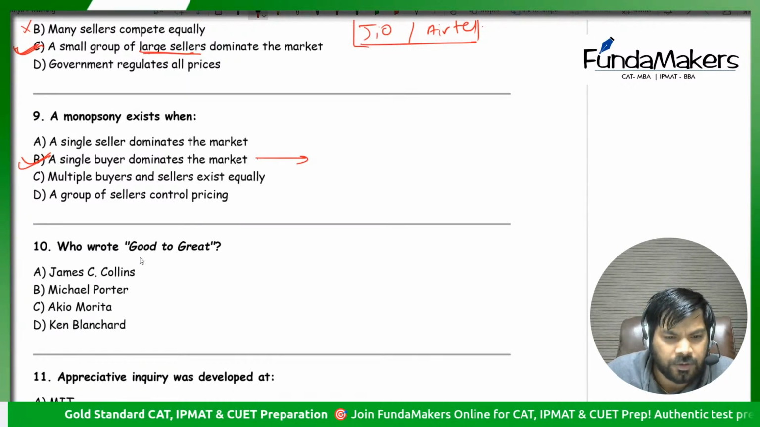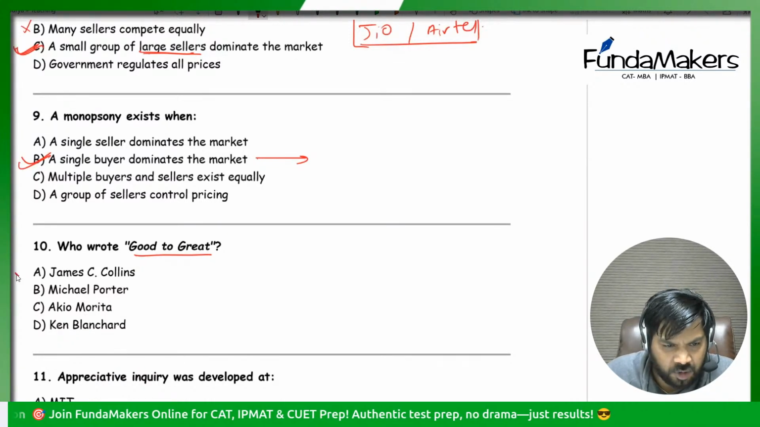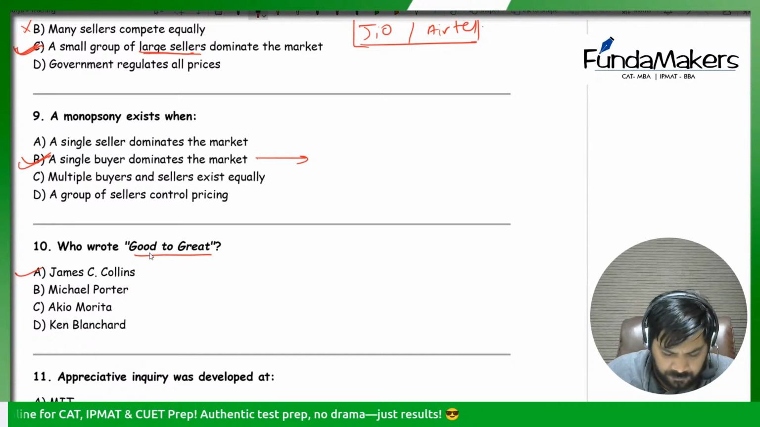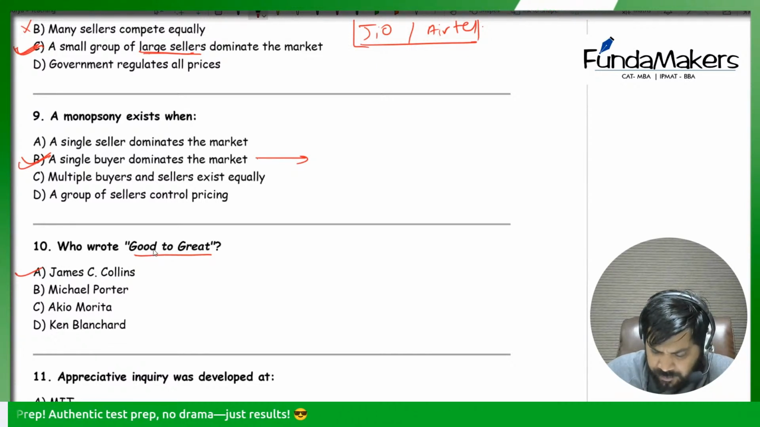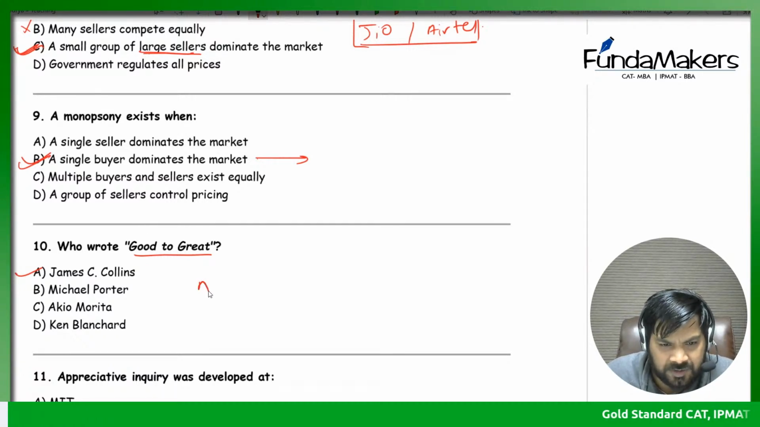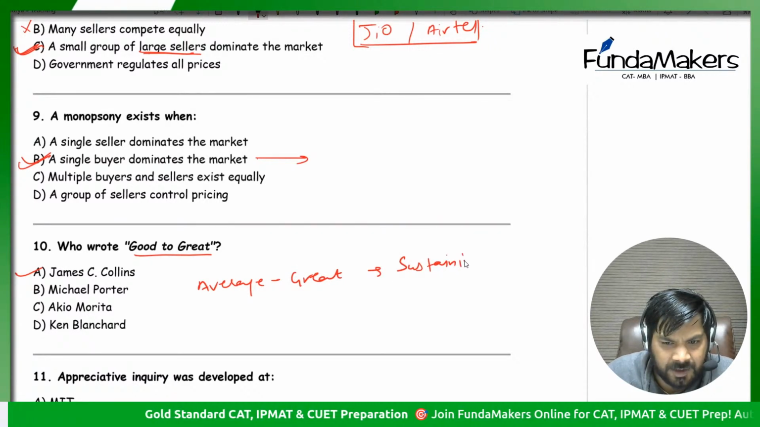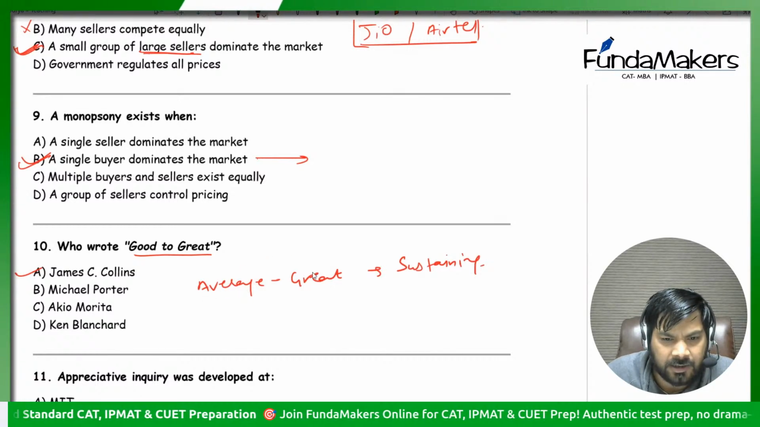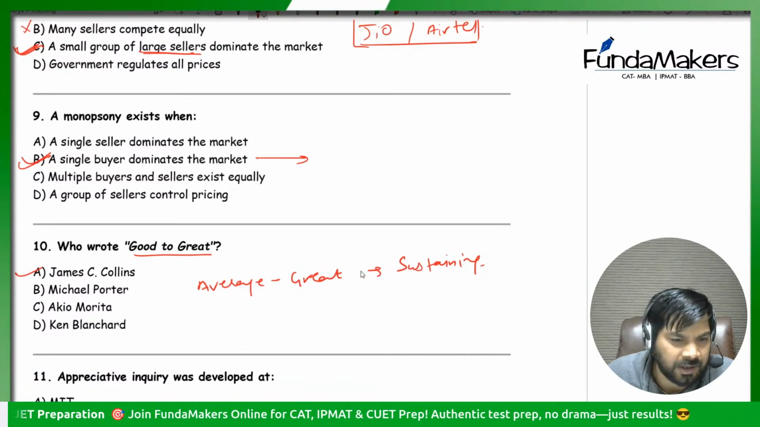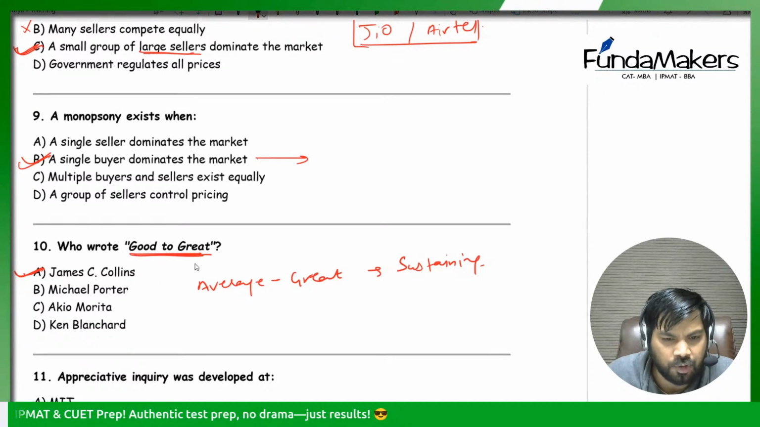Next, who wrote Good to Great? Good to Great was written by James C. Collins. It's a wonderful book, and this book explores how companies transition from average to great and sustain success. So, how companies go from average to great level and they keep sustaining. Sustaining is a big task. Becoming great is a good thing, but sustaining is a brilliant thing. So, James C. Collins has written this book, Good to Great.